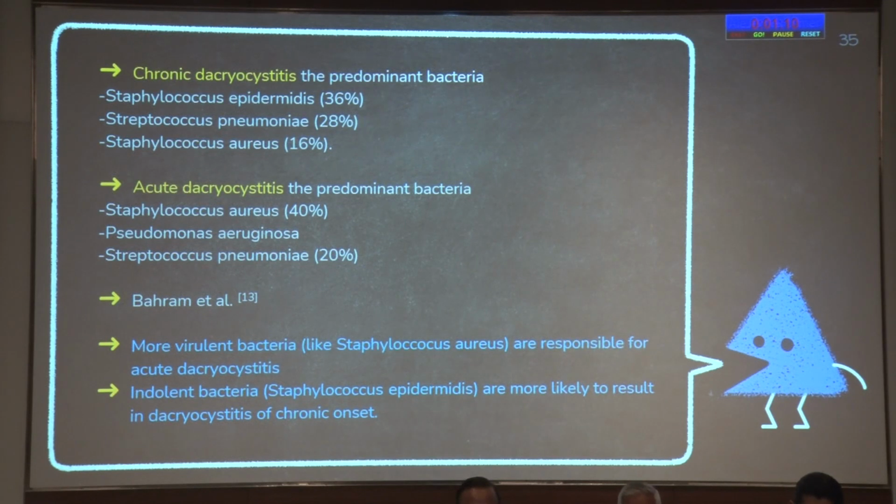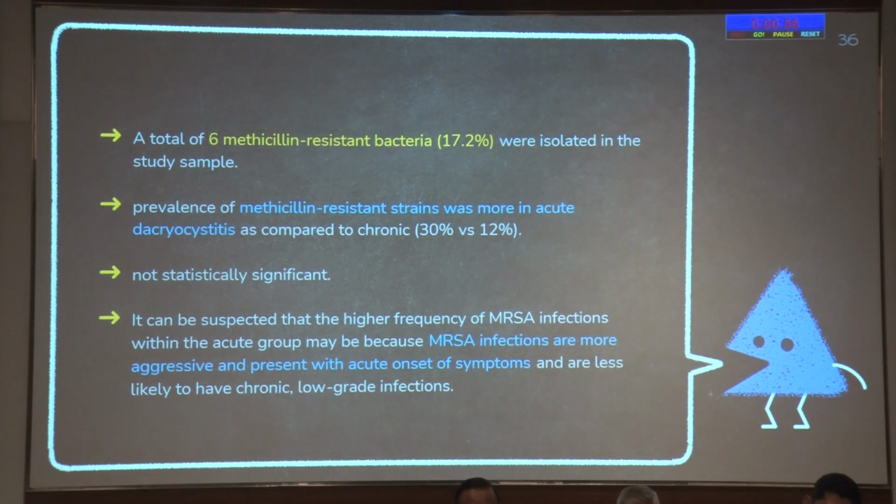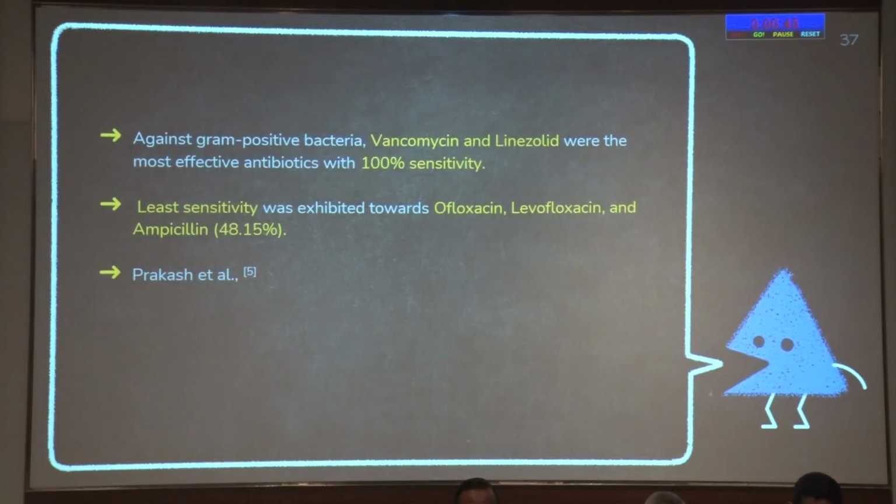So as the pattern of the predominant bacteria was seen in chronic and acute, it can be concluded that more virulent bacteria like Staph aureus are responsible for acute cases, and indolent ones like epidermidis are for chronic. For the methicillin-resistant cases, of the 6 patients, it was more seen in the acute dacryocystitis, as it comes out to be more aggressive in presentation with acute onset of symptoms.